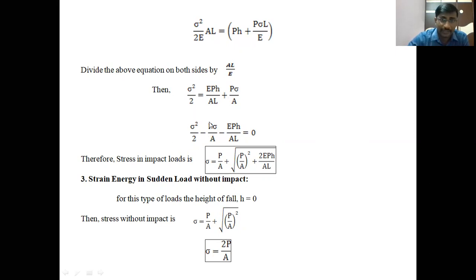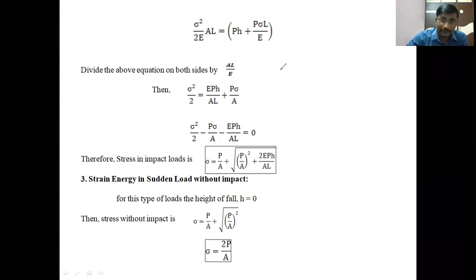So sigma square by 2 minus P sigma by A minus EPH by AL equal to 0. The equation becomes like this. So the stress in impact loads is in the form of the quadratic formula, AX square plus BX plus C equal to 0. Clear, students? This equation is in the form of AX square plus BX plus C.